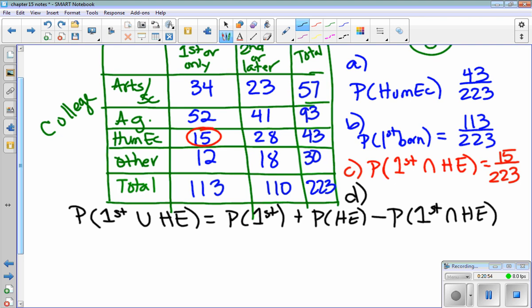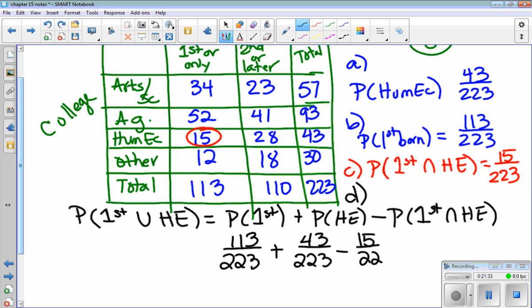I don't feel that second or later matters at all. It's not even brought up. I'm just worried about the question, which said, what's the probability of first or human ecology? So I'm only dealing with those two things. Okay? All right, so I'm going to plug in what I know. Believe it or not, we found all of it already, didn't we? So the probability of first is 113 out of 223. Plus the probability of human ecology was 43 out of 223. Minus the probability of first and human ecology is 15 out of 223.